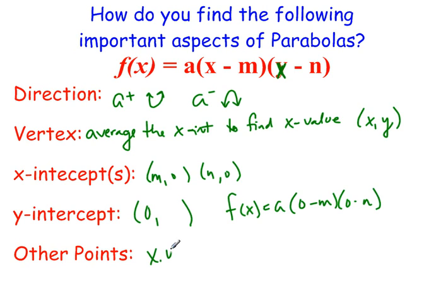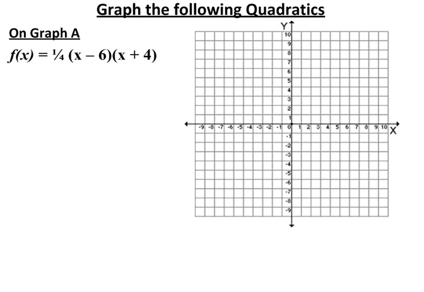And like always, to find any other point on the graph, you can pick any x value, any input, substitute it into our equation, and then find its corresponding output. So let's go through like 4 examples just so you can get an idea of how to graph these. And again, we're just doing light sketches. So if I look at this one, it's going to face up.